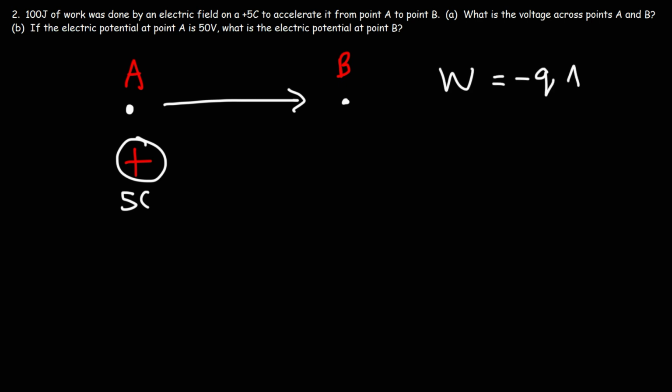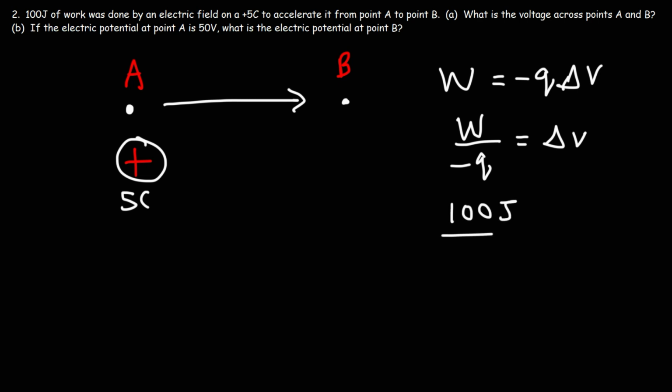So we could use this formula to get the voltage. To solve for V, it's going to be the work divided by the charge is equal to delta V. Now the work is 100 joules. The charge is 5 coulombs. I wouldn't really worry about the negative sign too much. I would focus more on direction, but we'll talk more about that. If you were to plug in the negative sign, you'll just get a negative answer. So 100 divided by negative 5 is negative 20. You could simply say the voltage across points A and B is 20 volts.